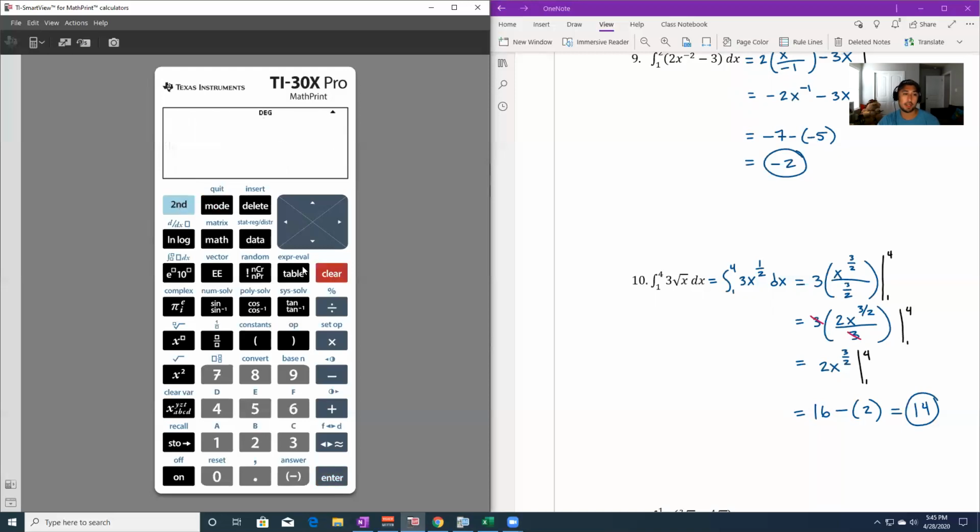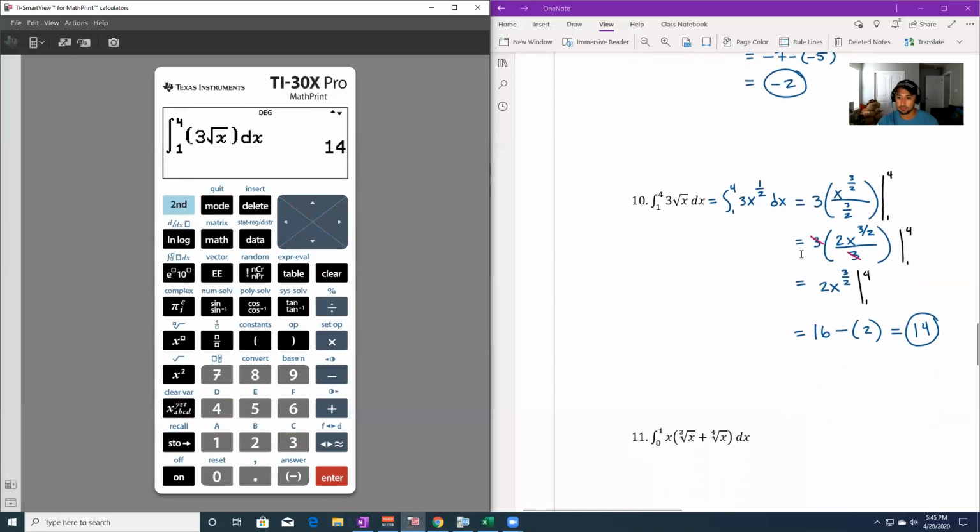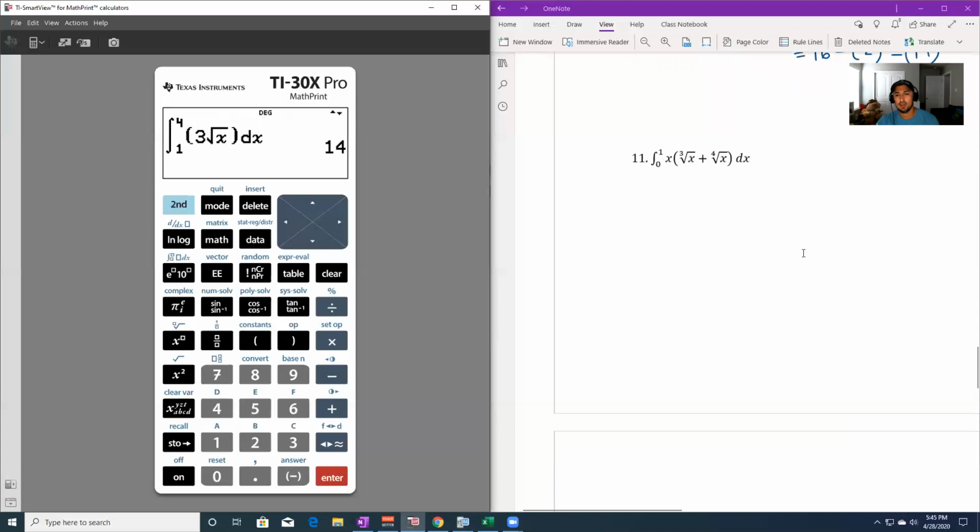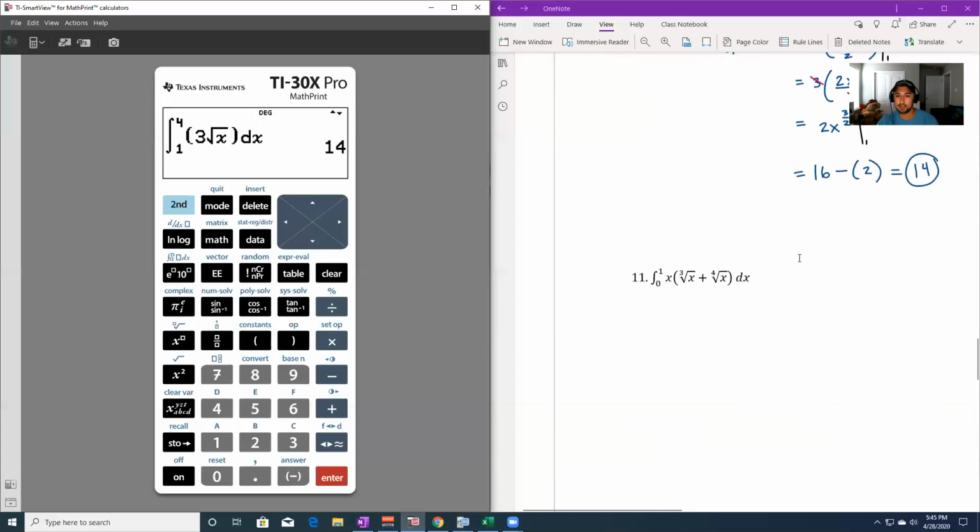And of course, check our work. Integral 1 to 4 of 3 square root x dx. 14. It's a beautiful thing, right? All right. Hey, 2 left. Whoop, whoop. All right. And of course, they're ugly. Great. What did I do?